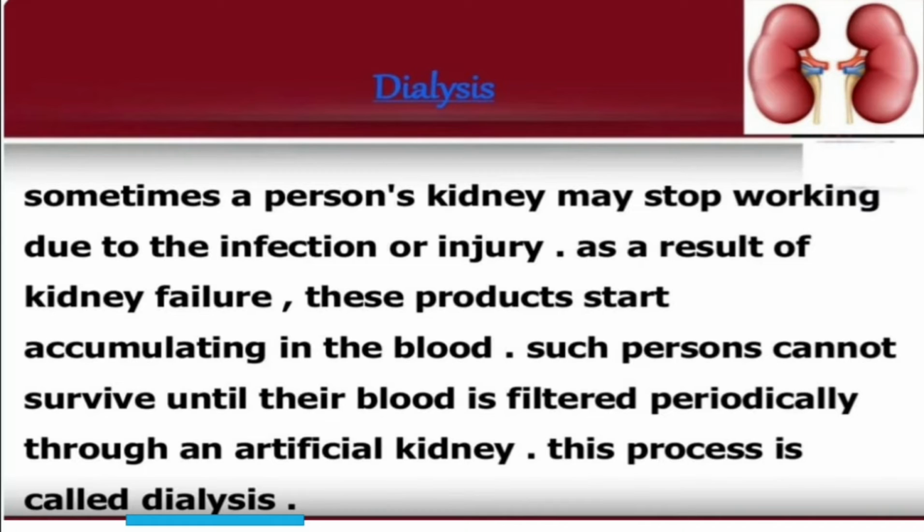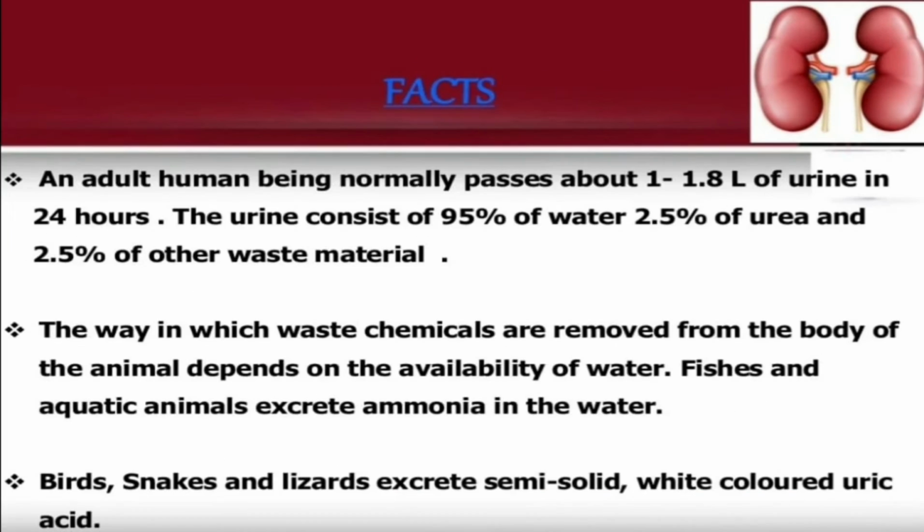That process, the removal of nitrogenous waste products from the blood with the help of a machine, is called dialysis. Now some facts: human beings normally pass about 1 to 2 liters of urine in 24 hours, and that urine consists of 95% water, 2.5% urea, and 2.5% other waste material.